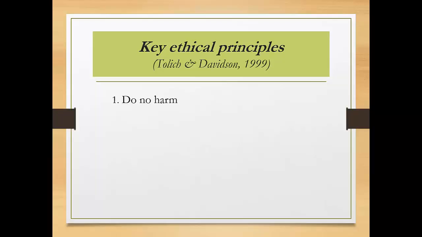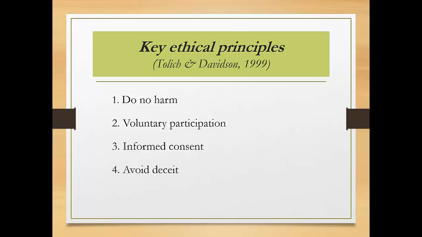The second principle, voluntary participation, means that participants know they're in a study and have agreed to be part of it. The third principle, informed consent, means that the participants have been given all the information they need to make a decision about whether they should participate or not. The fourth principle, avoid deceit, means that the researcher should not be deceiving the participants about the purpose of the study unless there is a very good reason for doing so.